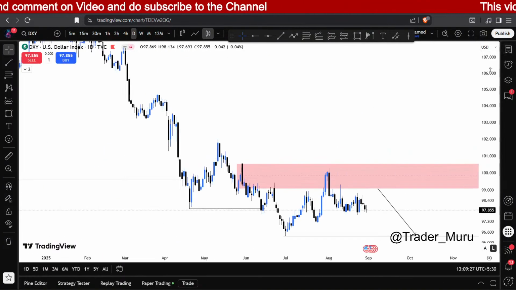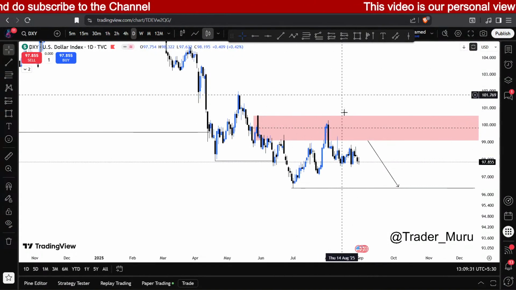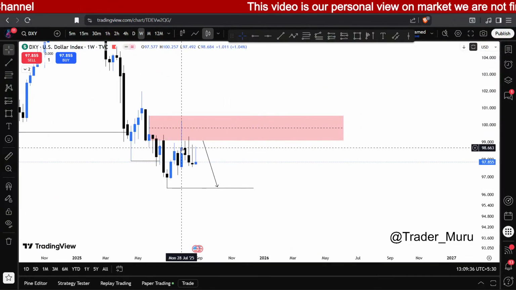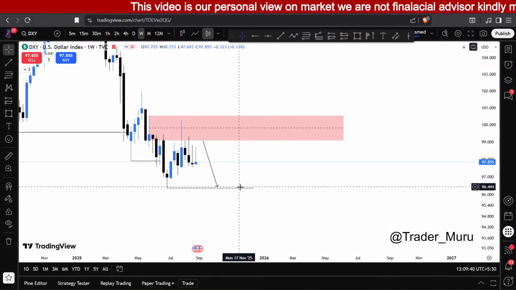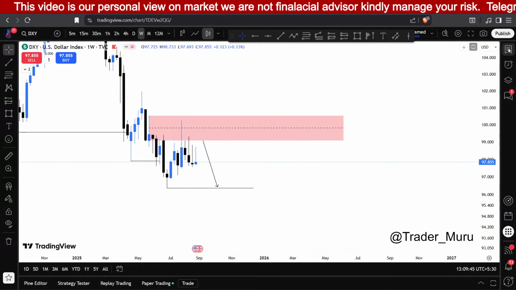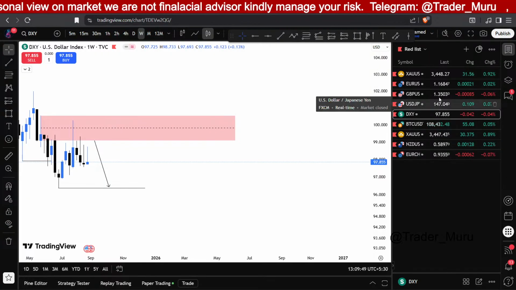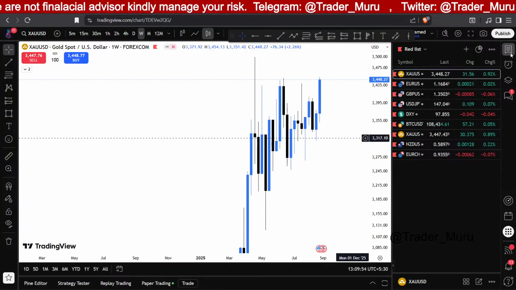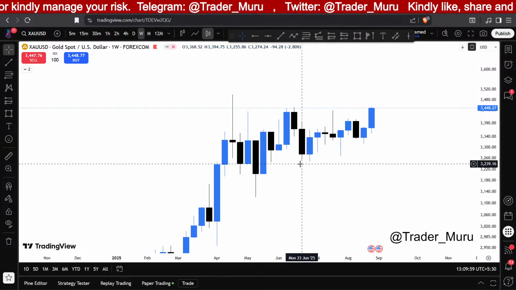And if you see, DXY is also bearish. We have a weekly breakout structure, and after that this structural level test. So I'm expecting again a drop. Target will be this 96.37. Okay, so that's it. You don't need many pairs right now.